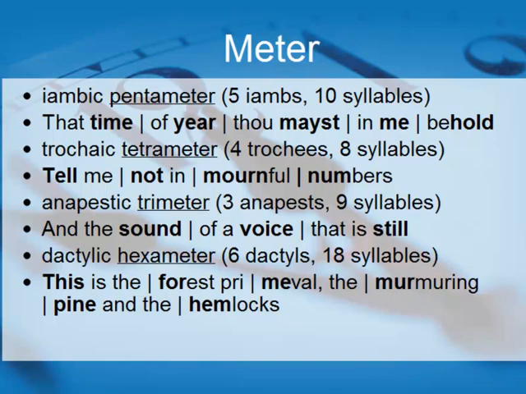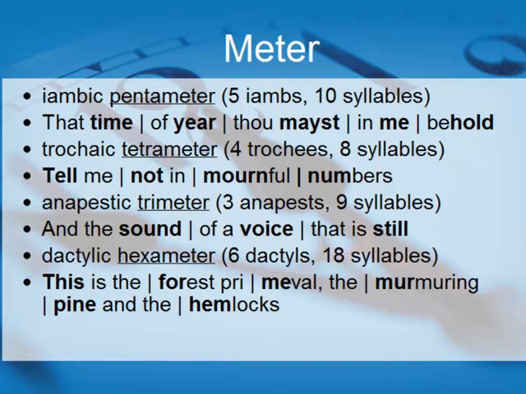Trochaic tetrameter. Tetra is 4, so it's 4 meters. Trochaic is 2 syllables, and it's stressed, unstressed. So 4 times 2 is 8 syllables. So the example is, "tell me not in mournful numbers."